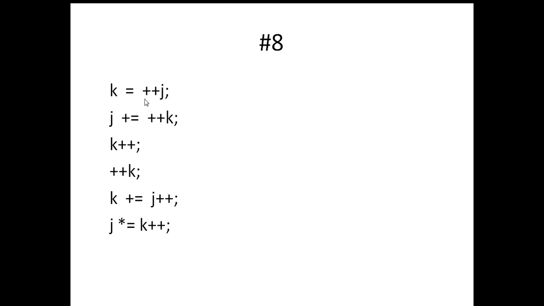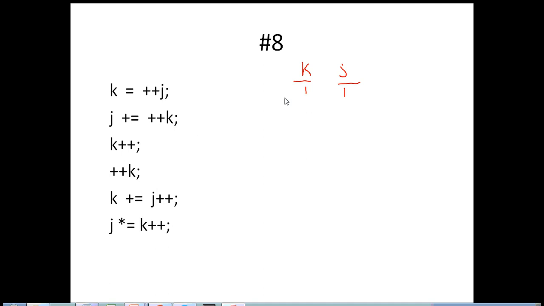So in here we are going to follow the code. J is 1 and K is 1. K is going to be assigned the increment of J. Because the incrementation is before the variable, you increment J first. Then you assign J to K. J is now 2, not 1, so K is assigned 2.